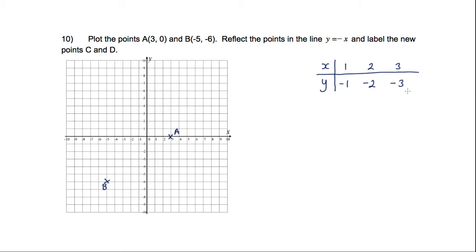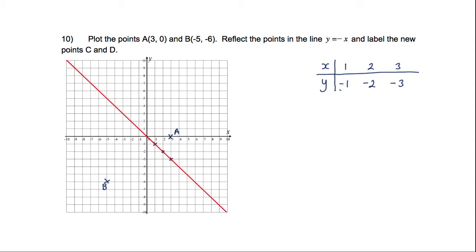Now these are a set of points. So I've got the point here, (1, -1), so (1, -1) will be this point here. (2, -2) is this point. (3, -3) is this point. And hopefully you can see we have the start of a line here, and if I just plot that line, that is the line y equals minus x.